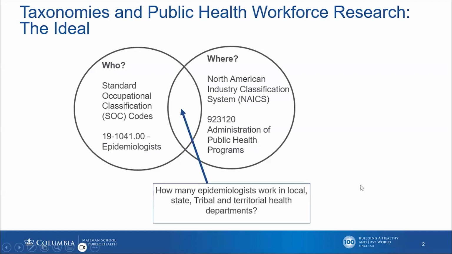So in the ideal world, we would be able to use federal government data from the US Department of Labor or maybe Census Bureau, other federal agencies, to answer a simple question like how many epidemiologists work in local, state, tribal, or territorial health departments. It would be even nicer if we could use federal data to say how many epidemiologists work in state health departments or how many work in local health departments. So this would be what we ideally would want to be able to have for federal data.